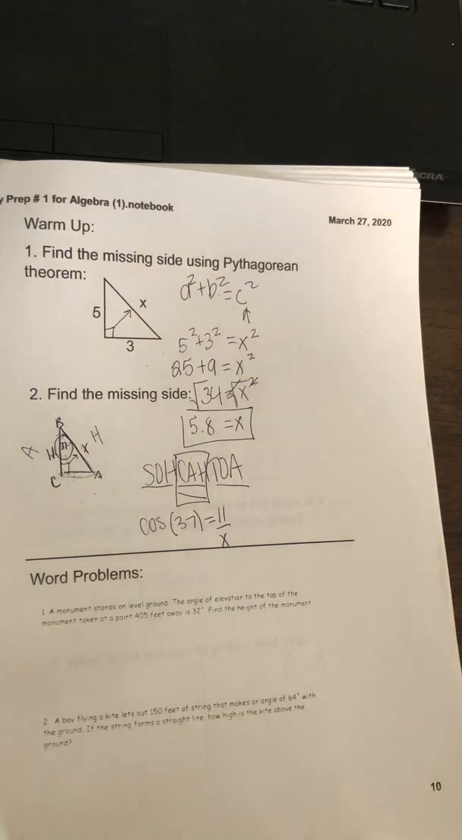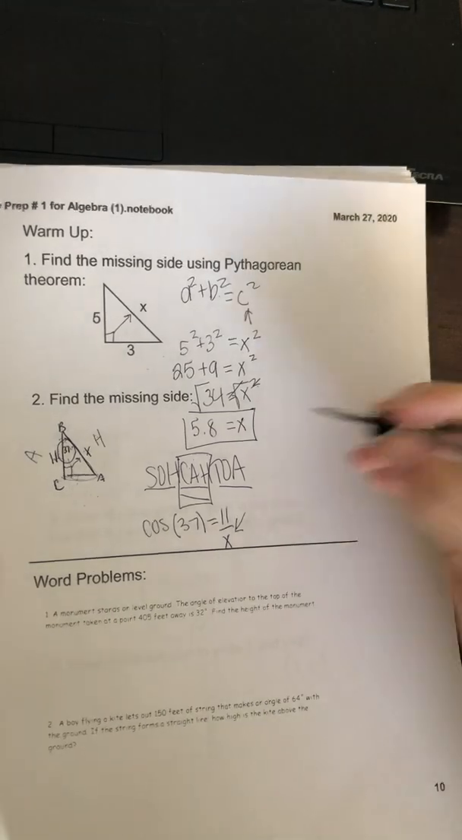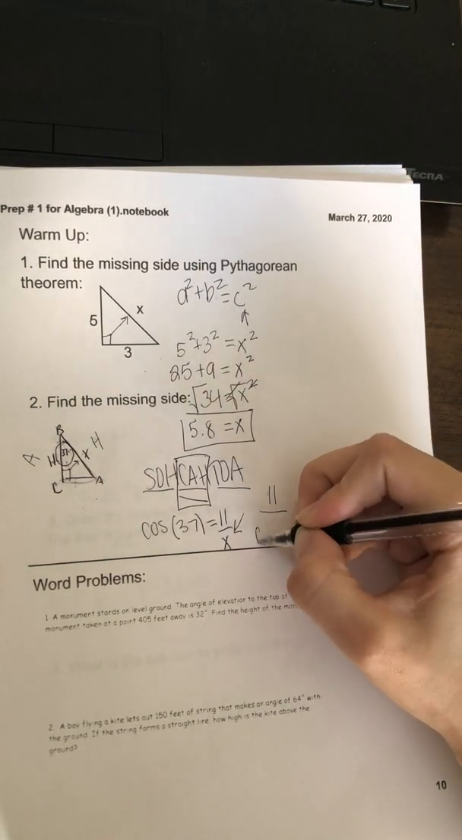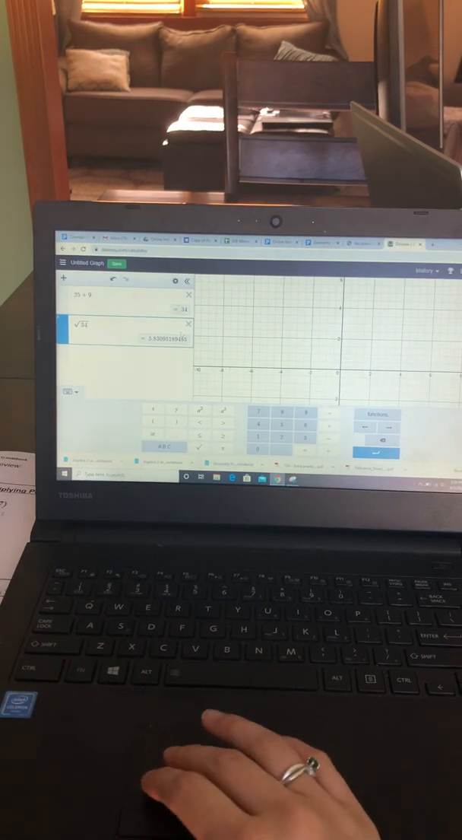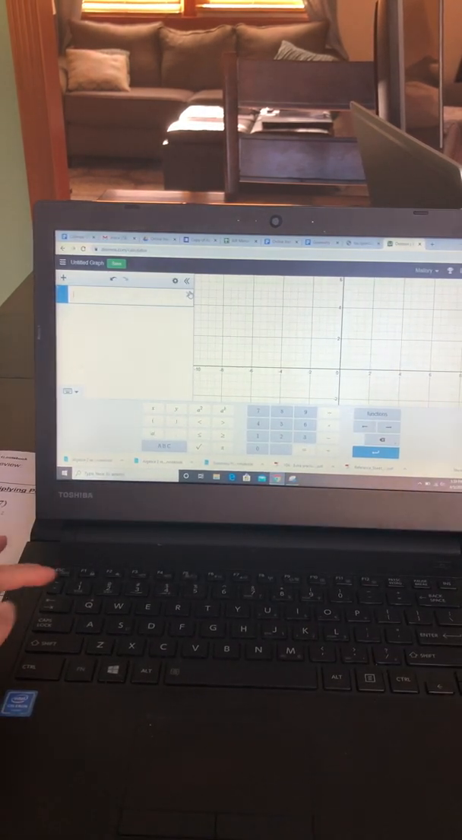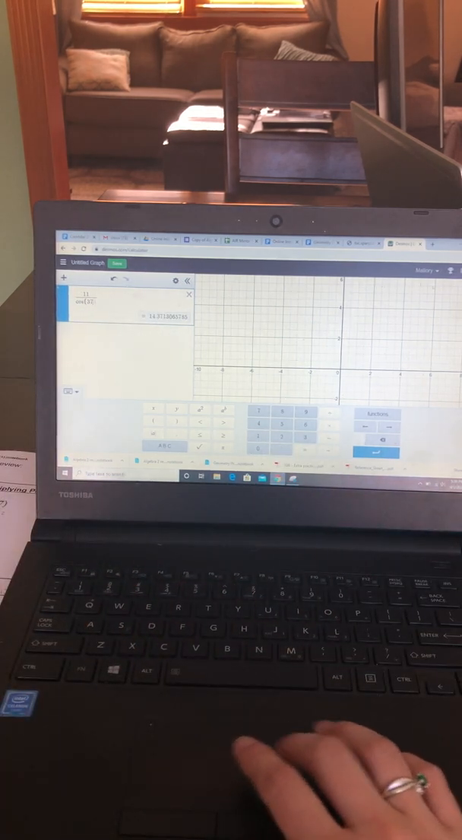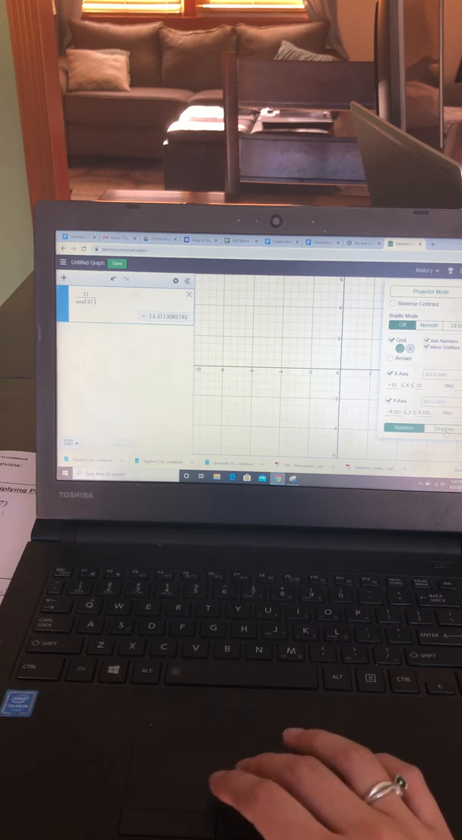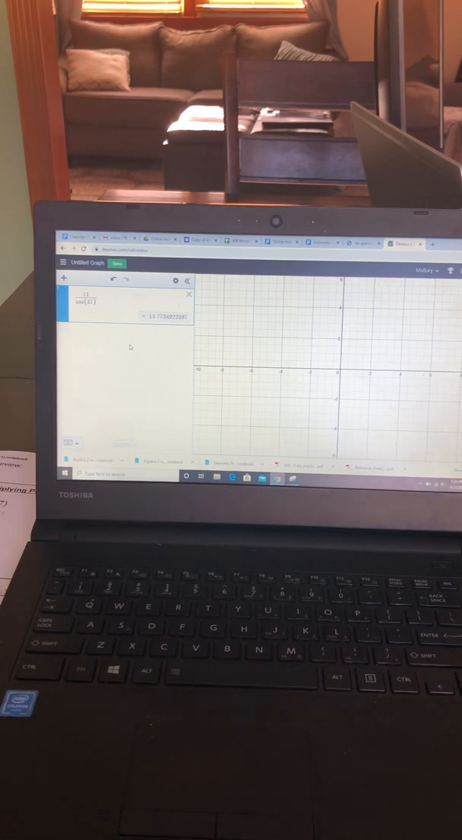Now, before we can put this in our calculator on Desmos, if you remember when I taught this, if x is on the bottom, you have to put it in as 11 divided by cosine of 37. This is how you have to type it into Desmos. So I'm going to go ahead and get rid of this stuff, and I'm going to do 11 divided by cosine of 37. Now remember, I need to go over to the wrench on the far right and make sure that the word degrees is highlighted. And I get 13.8 if I round it. So x equals 13.8. That's the missing side.